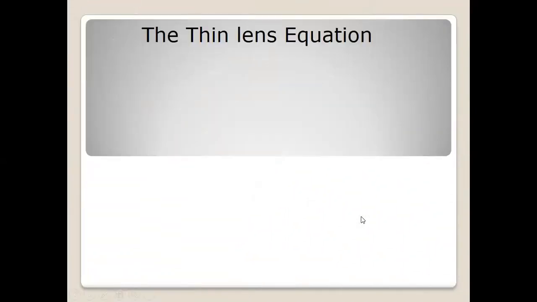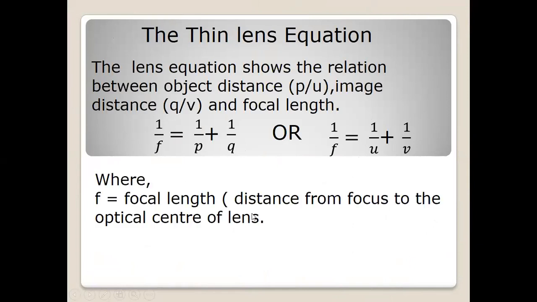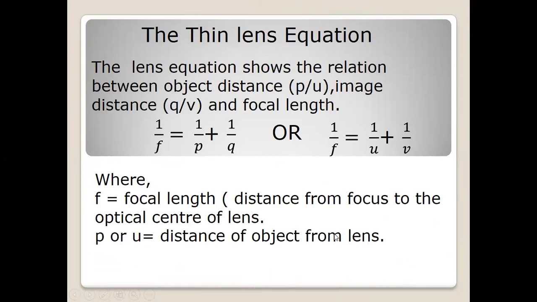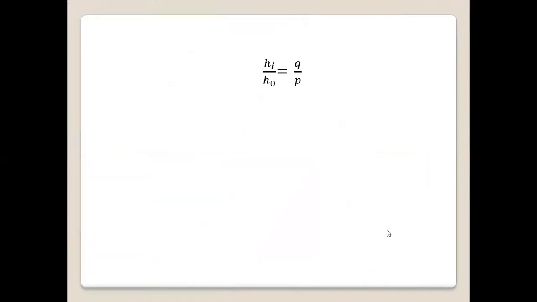We have already done it. Lens formula is the relation between the object distance, the image distance, and the focal length, or 1 upon f is equal to 1 upon p plus 1 upon q, or we can use 1 upon f is equal to 1 upon u plus 1 upon v. Now, some books use u for the object distance and some use p. Similarly, either you can use q or v. In this relation, focal length is the distance from focus to the optical center of the lens. P is the distance of object from the optical center of the lens, and Q is the distance of image from the optical center of the lens.